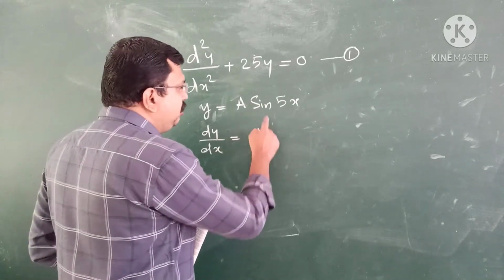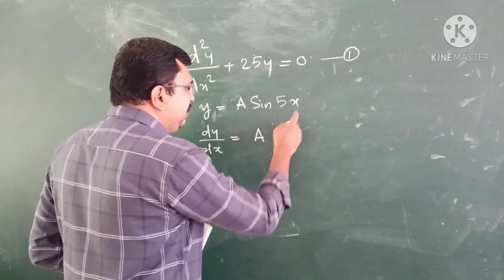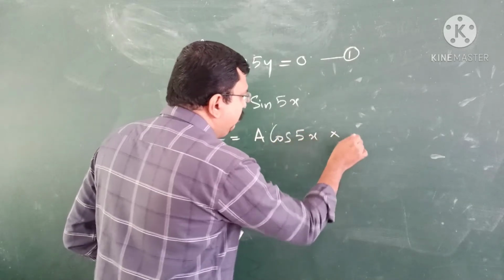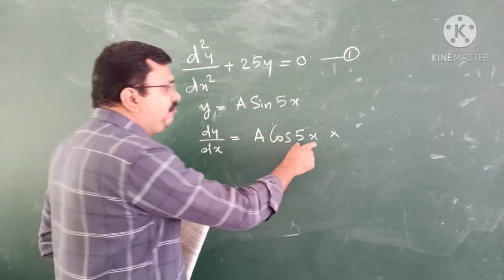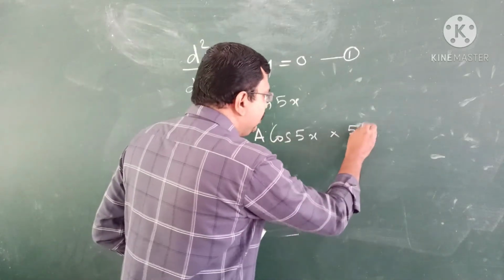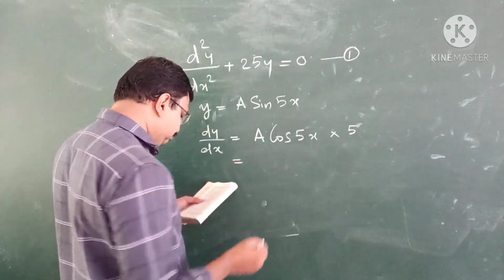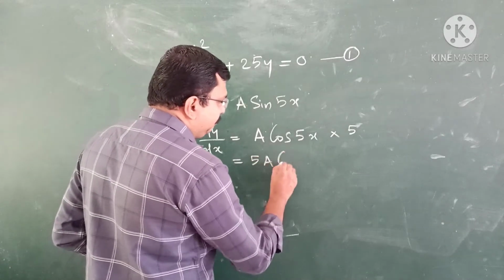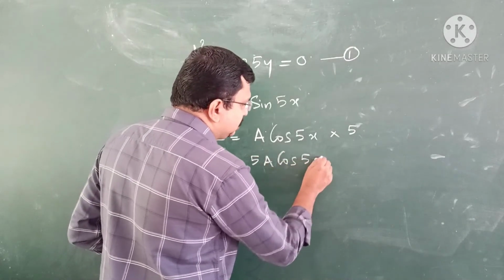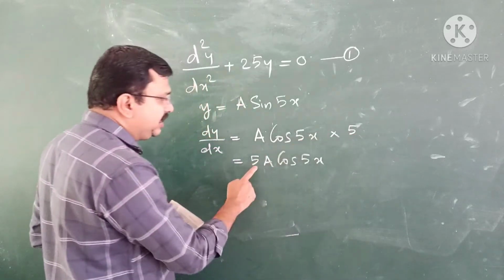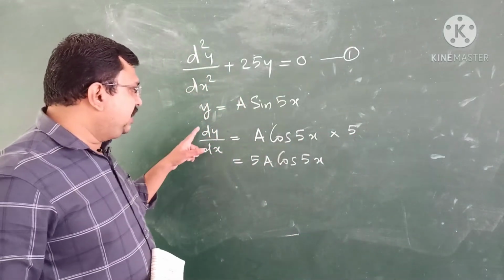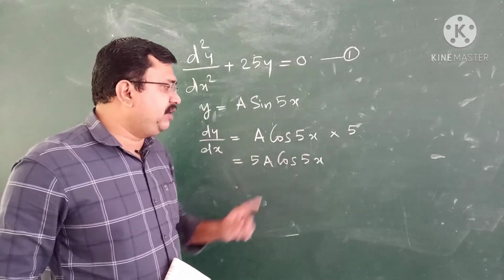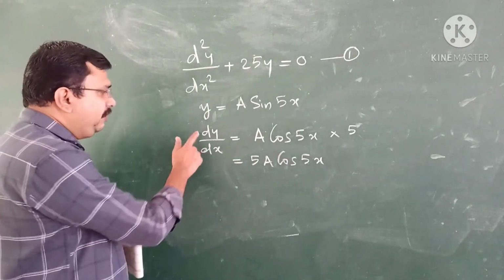Therefore, a into sin 5x, the derivative is cos 5x into the derivative of 5x, that is 5. Therefore, the answer is 5a cos 5x. Here, this 5 is here. Okay. Therefore, dy by dx equal to 5a cos 5x. That is dy by dx.